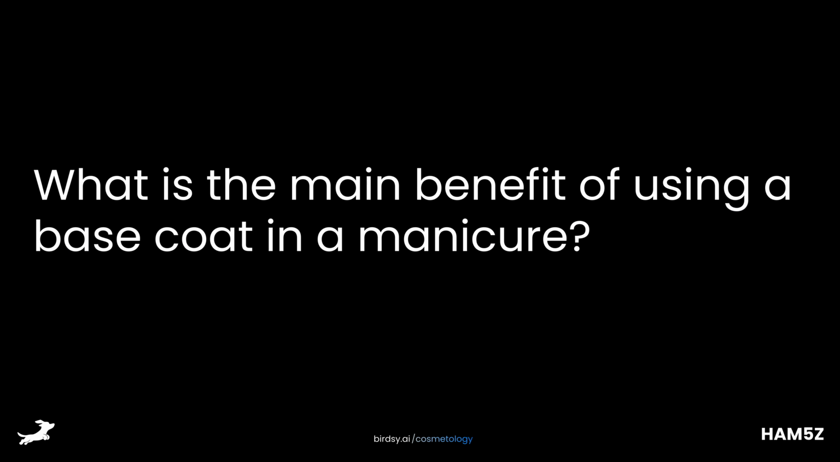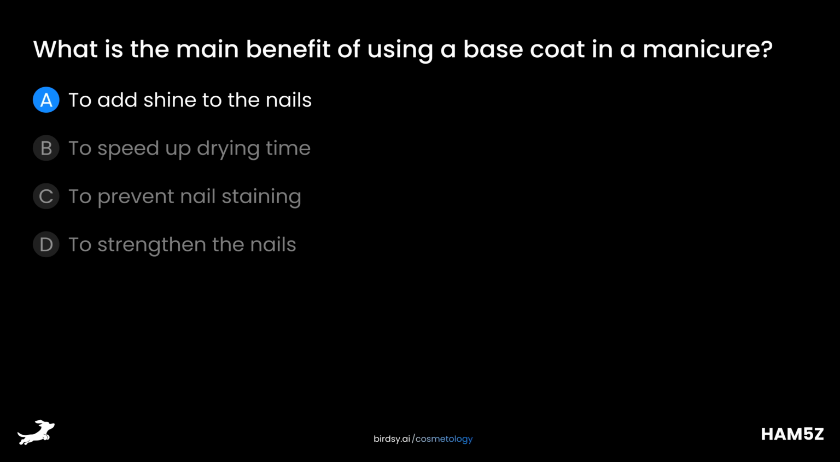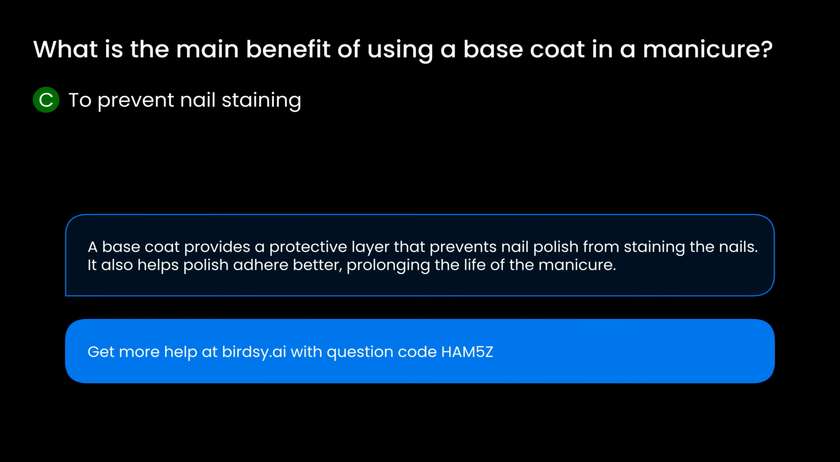What is the main benefit of using a base coat in a manicure? Is it A, to add shine to the nails, B, to speed up drying time, C, to prevent nail staining, or D, to strengthen the nails? The answer is C, to prevent nail staining. A base coat provides a protective layer that prevents nail polish from staining the nails. It also helps polish adhere better, prolonging the life of the manicure.